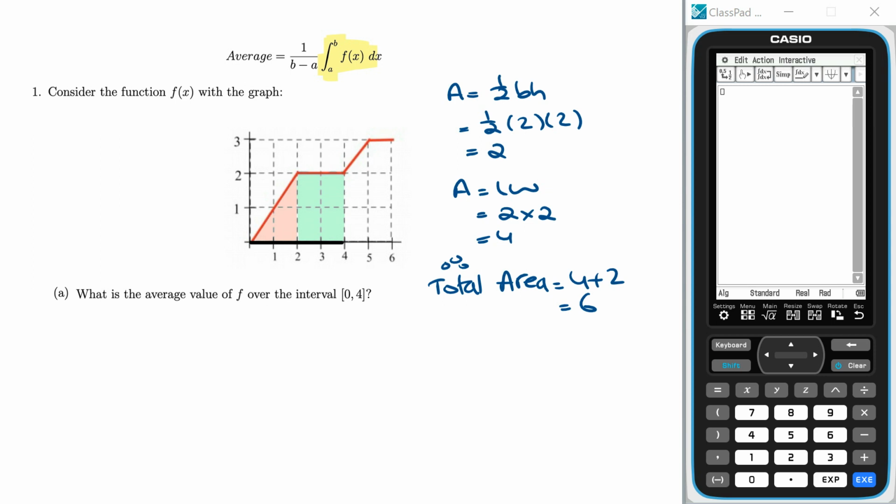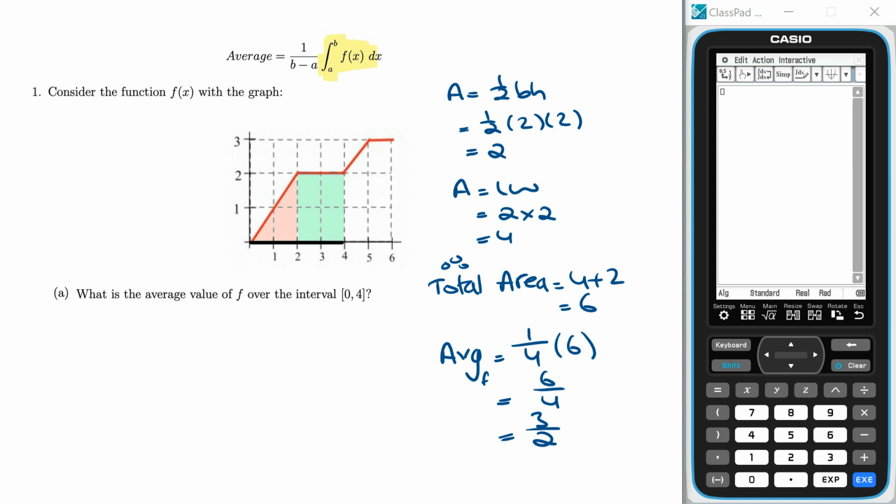What this means is that the integral from 0 to 4 of the function f of x is going to equal 6. And so what we do now is we can substitute this into the average value formula. And so the average value of the function f is going to be 1 on b minus a, which is going to be 4 minus 0, which is 4, and then multiplied by 6. This is going to equal 6 on 4. Simplified down, this is going to be 3 on 2. And so the average value of the function f over the interval from 0 to 4 is going to be 3 on 2.